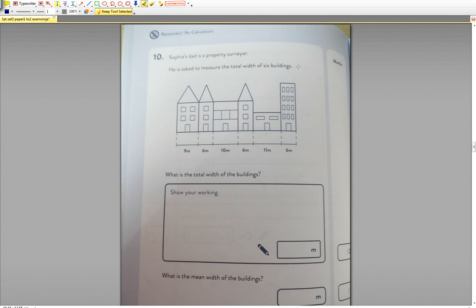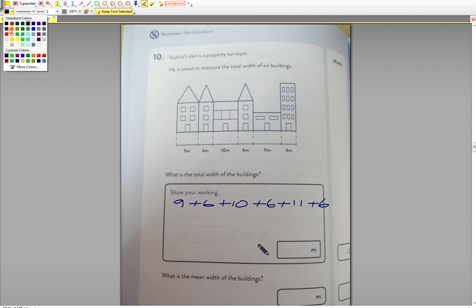Sophie's dad is a property surveyor. He is asked to measure the total width of 6 buildings. What is the total width of the building? Show your working. This is a really hard question here. So you have 9, add 6, add 10, add 6, add 11, add 6. So let's just do a little bit of arithmetic.